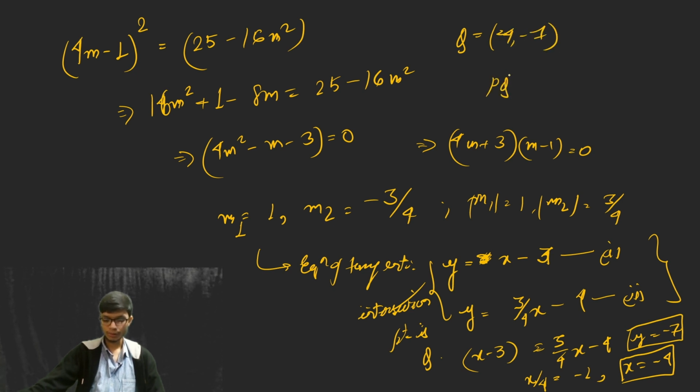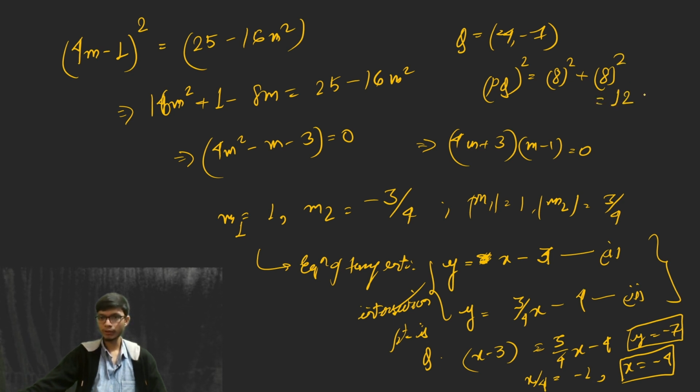Therefore PQ whole square, because I have to look for PQ whole square as well. PQ whole square, that is the square of the distance, is equal to, so P is 4 and Q is minus 4, that is 8 square, plus P has a y coordinate 1 and Q has a y coordinate minus 7. So 1 minus of minus 7, that is 8, again 8 whole square. So 64 plus 64, that is 128.